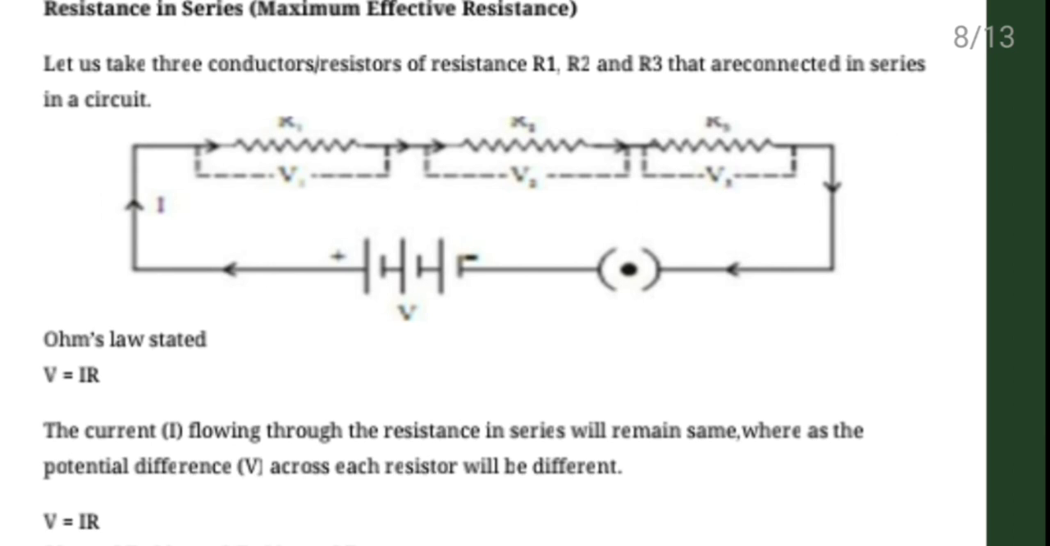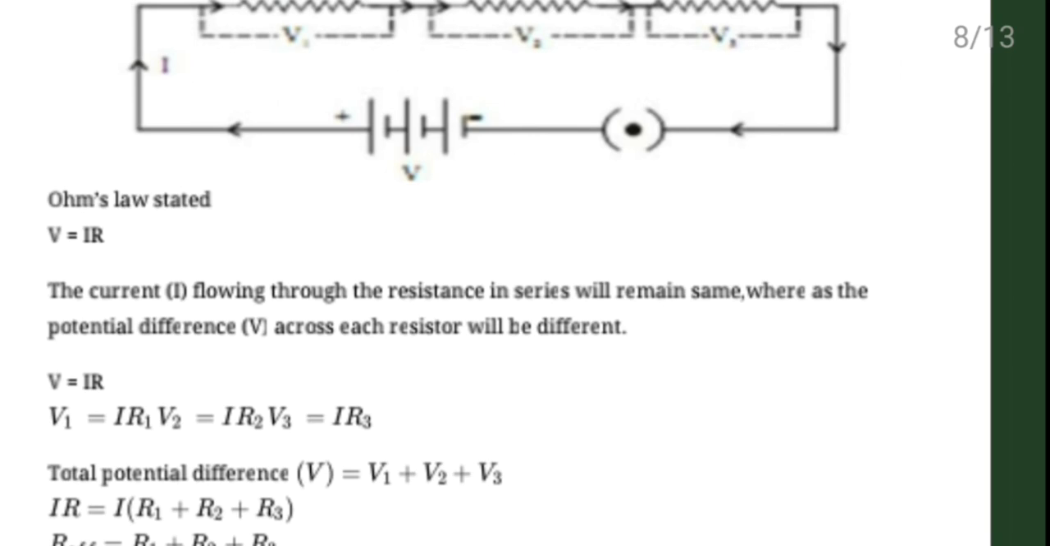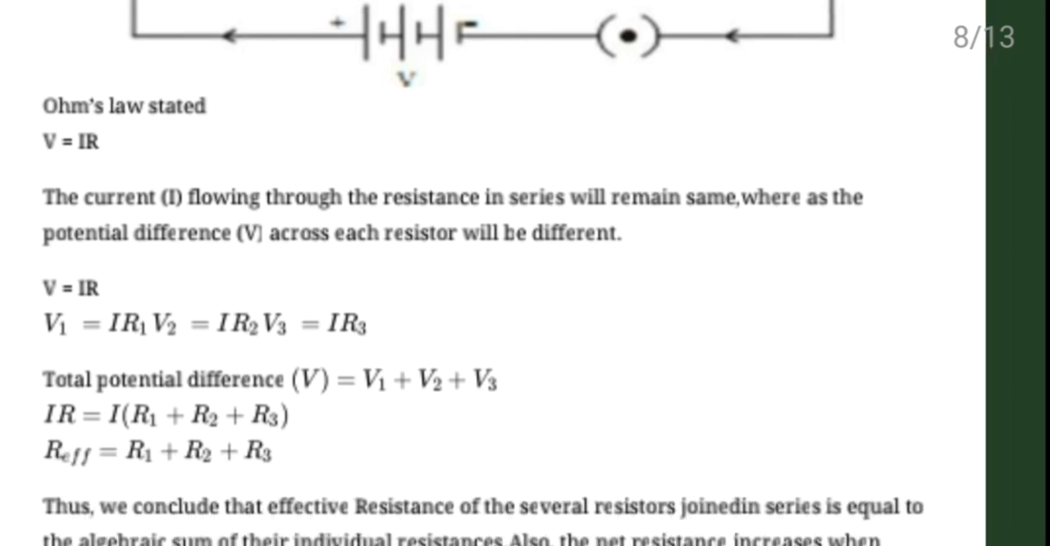So according to Ohm's law, V is equal to IR, the current flowing through the resistances in series will remain the same, whereas the potential difference across each resistor will be different. V1 is equal to IR1, V2 is equal to IR2, V3 is equal to IR3. Therefore the total potential V is equal to V1 plus V2 plus V3. Therefore we get the relation in series, that is total resistance RS is equal to R1 plus R2 plus R3. Thus we conclude that the effective resistance of several resistors joined in series is equal to the algebraic sum of the individual resistances. Also, the net resistance increases when resistors are connected in series.